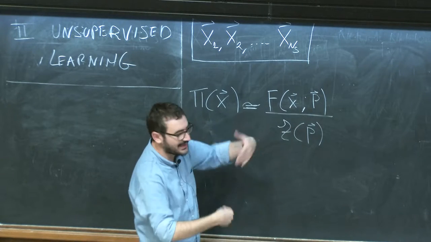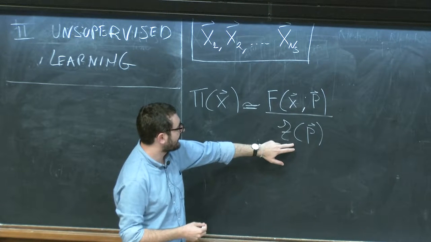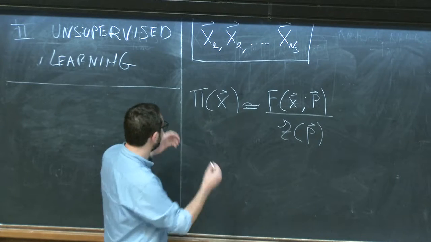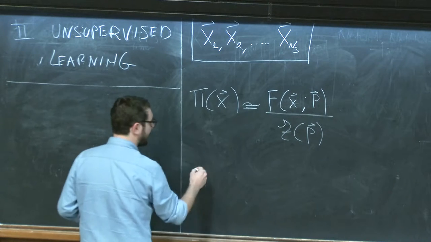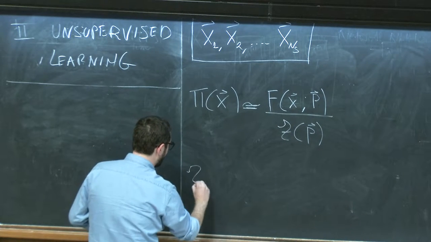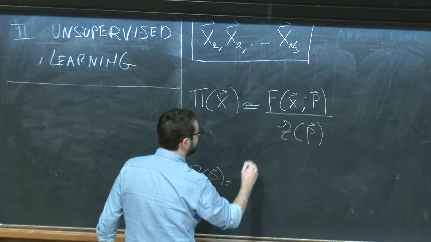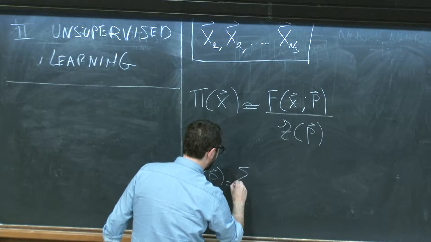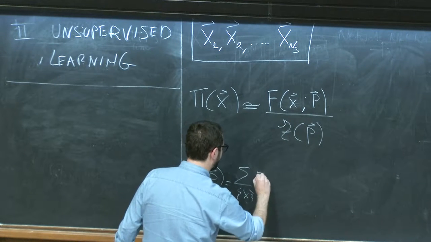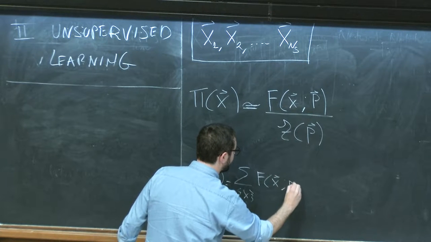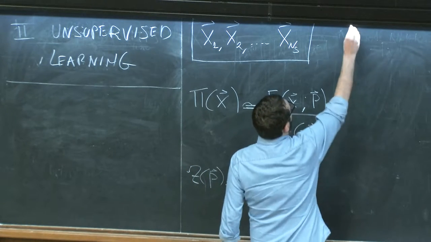So I imagine, again, that my high-dimensional function, my artificial neural network, depends on some parameters. And here I'm also specifying a normalization, so this is a probability density. I have to specify also a normalization for this neural network. In particular, if I want this to be a proper probability density, I have to divide everything by its normalization, which is basically, in this case, just, imagine that x is a discrete variable, the sum over all possible values of x of f of x and p. Just the normalization.